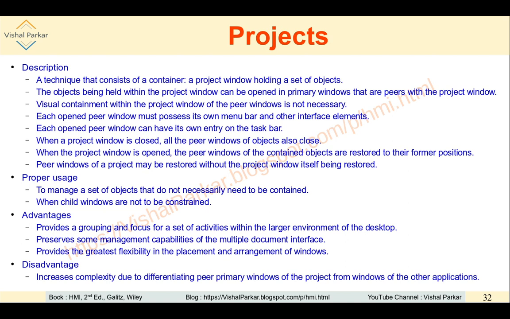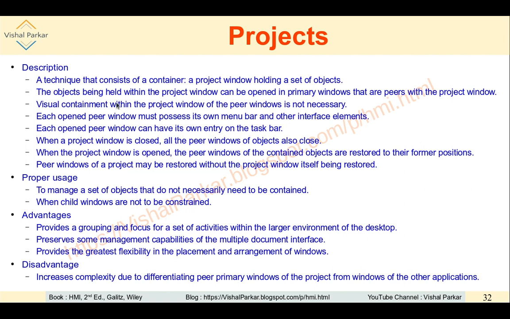The last is projects, which is a technique that consists of a container, a project window holding a set of objects. Each object held by that project window can be independently opened in primary windows, which may appear to be a peer with the project window itself. Here the visual containment of the peer window within the project window is not necessary. The child window need not be contained in the project window. That can be an independent primary window.